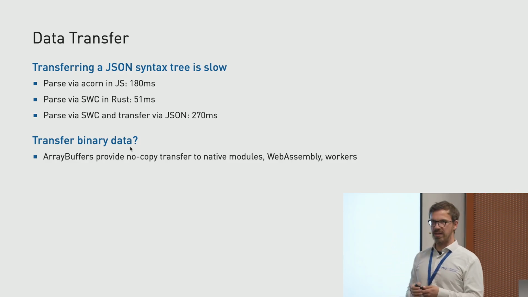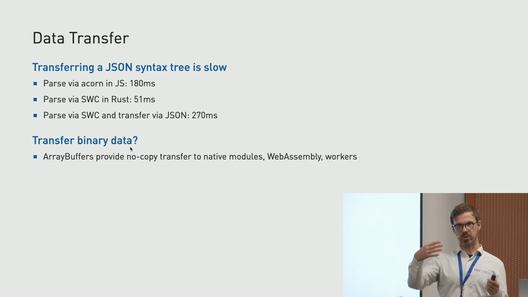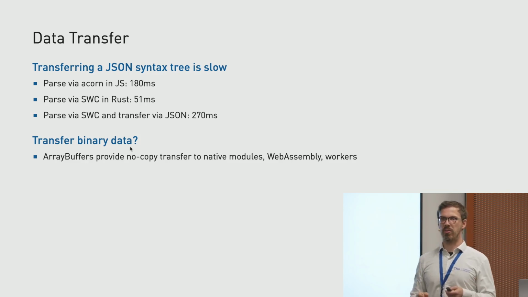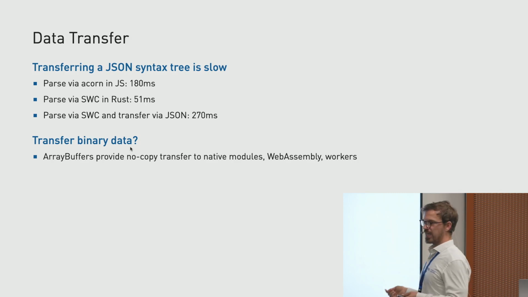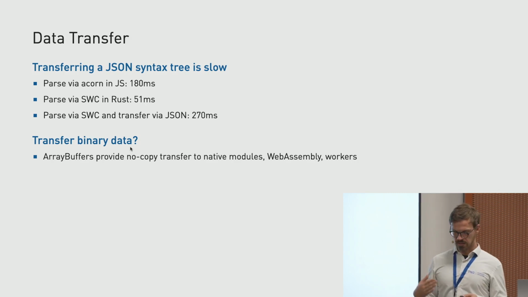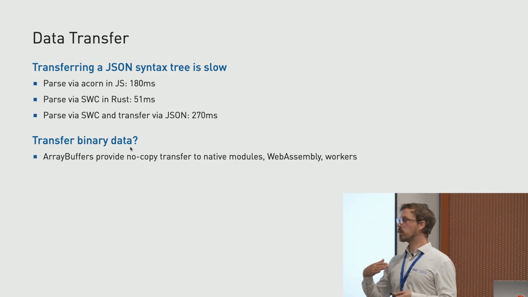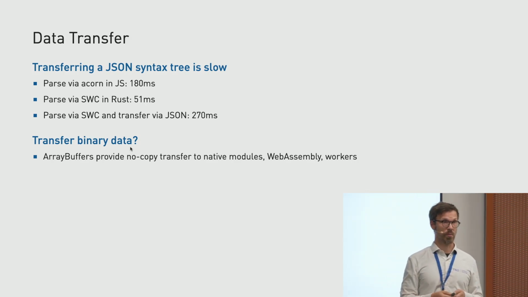You cannot directly access an ArrayBuffer, by the way. You can get a view of the ArrayBuffer, which is usually a typed array, which sees, okay, this is, for instance, an array of 32-bit integers or whatever. But the thing is, ArrayBuffers can just be passed around. You can pass an ArrayBuffer to a native thread and back without copying it. You can pass it to WebAssembly. You can pass it to workers without copying.